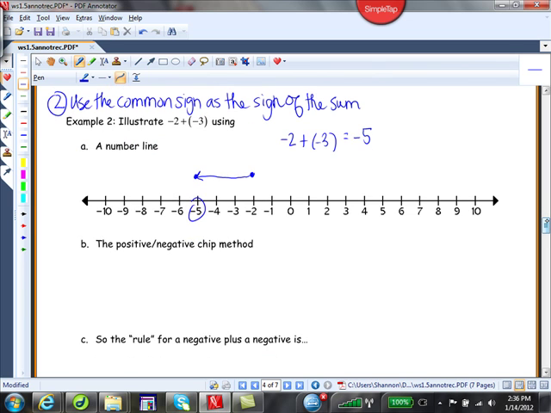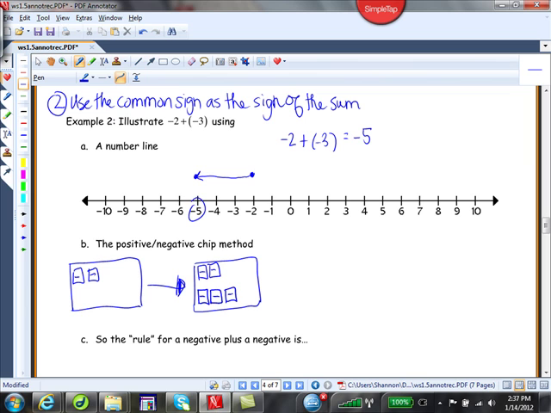So the positive negative chip model, we would have our a was negative 2, so there's 2 negatives. And then our next box, we represent our 2 negatives. Then we picture what negative 3 looks like. There's no pairs, so negative 2 plus negative 3 equals negative 5.